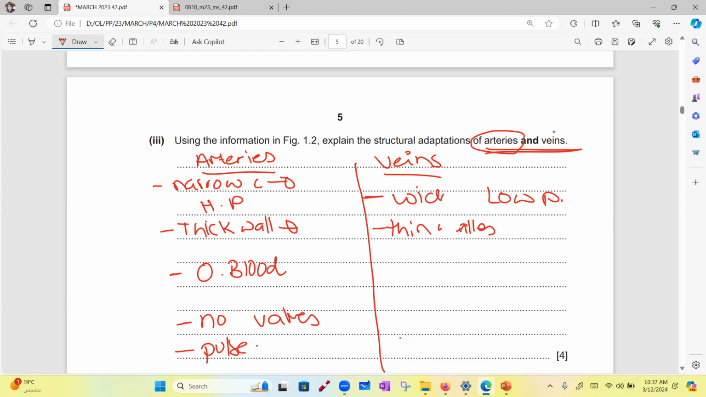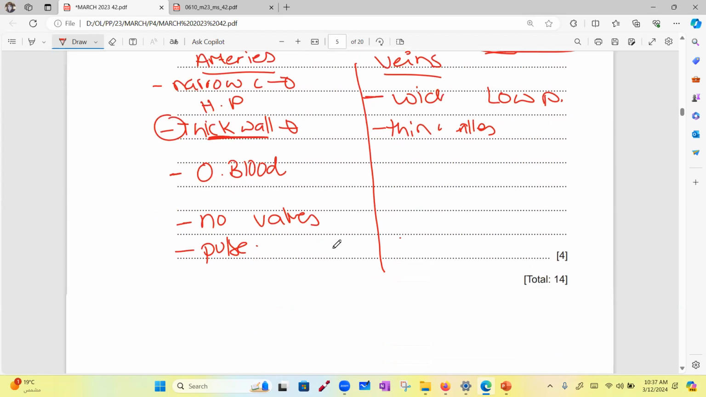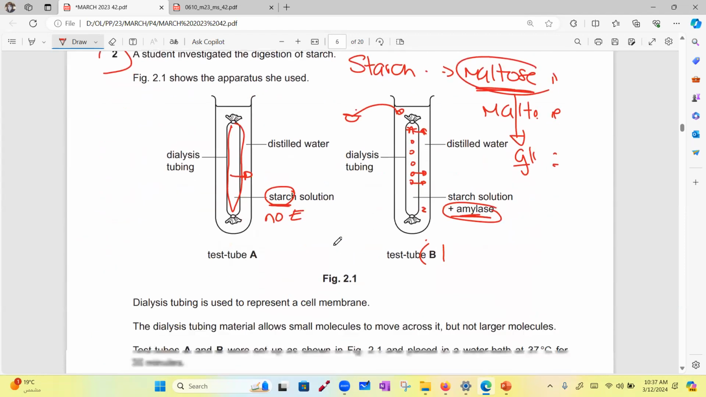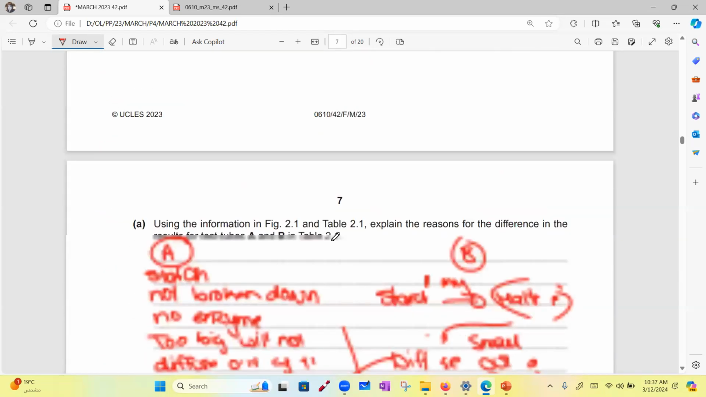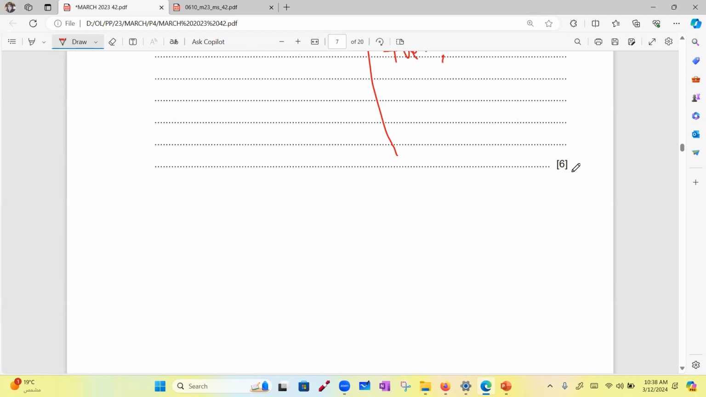For the thick walls, don't just say thick walls. They have more elastic fibers, more smooth muscles. Okay? Now, the veins are the exact opposite. The veins, wide lumen, they carry more blood, low pressure, less resistance. Compared to arteries, everything is the opposite. We answered this question. This is 6 marks.